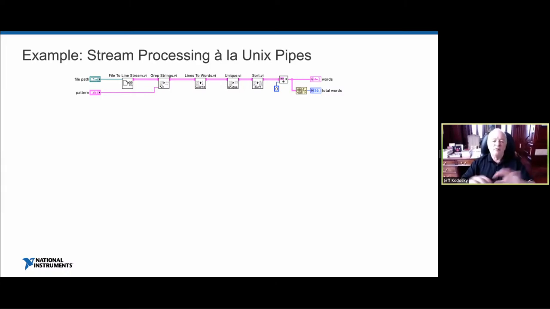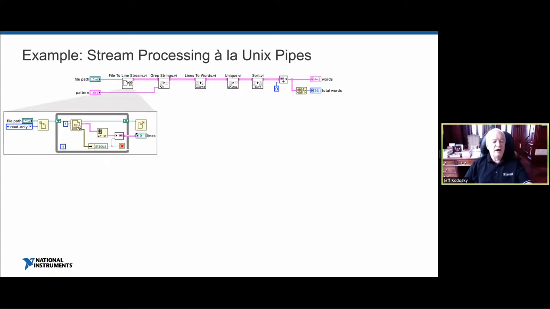One other quick example, this is also in the examples folder: stream processing, similar to what you might do with Unix pipes. All of these VIs are running concurrently and they're transferring data across streams. Here's one stream of strings, here's another stream of strings, another, and so on. The first VI opens up a file, reads it out a line at a time, and produces a stream of strings, one per line.